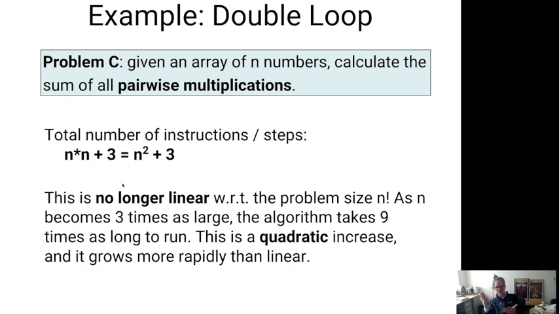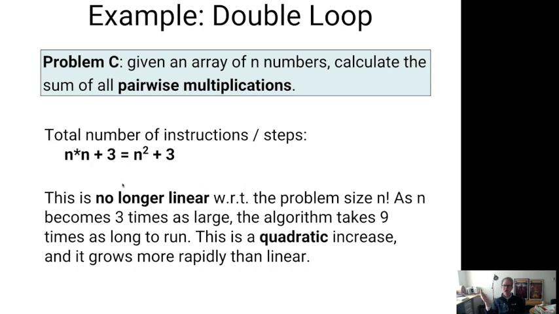But in this case, you probably actually know that. You can look at these two things and say, okay, well, the n squared algorithm is going to be slower pretty much for any value of n. That's not always true, and we'll talk about this. So this is what we call a quadratic increase. It grows faster than linear, so more rapidly.